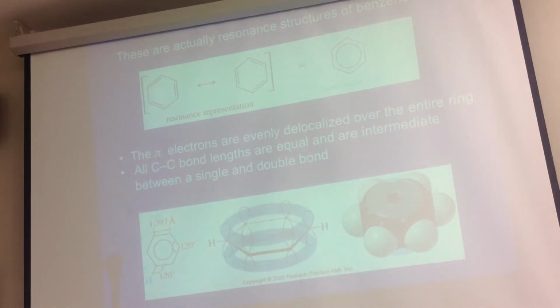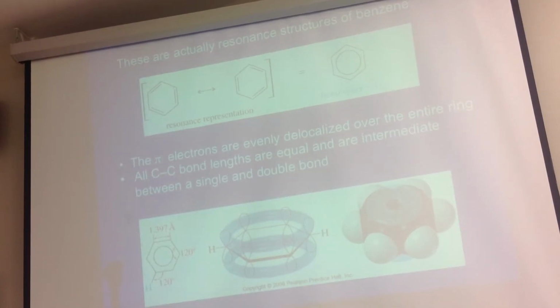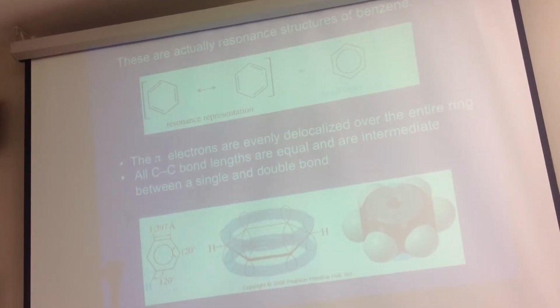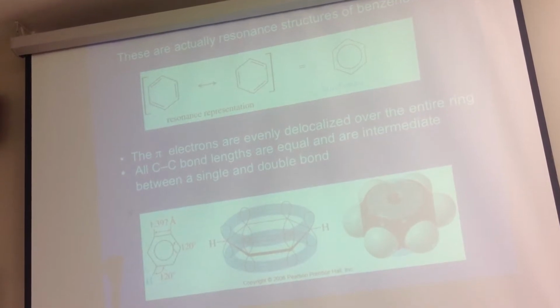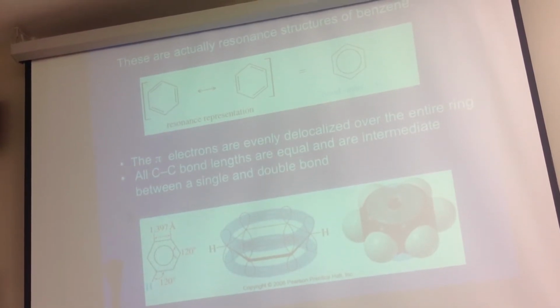So here's some pictures of the resonance representation. We draw just one, because I don't want to sit there and draw both. Right? That's to show resonance. So I just draw one, and you guys are all supposed to understand, okay, that the pi bonds are actually delocalized over the whole molecule. So sometimes you'll see that. You guys have all seen that picture?